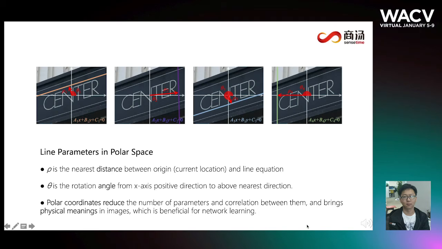As a result, we convert the line equation to polar coordinates. As shown in this figure, rho is the nearest distance between the origin and the line. Theta is the rotation angle from the positive x-axis direction to the above nearest direction. Therefore, the conversion from Cartesian coordinates to polar coordinates simultaneously reduces the number of parameters and the correlation between them, and brings physical meanings in the image, which is beneficial for network learning.